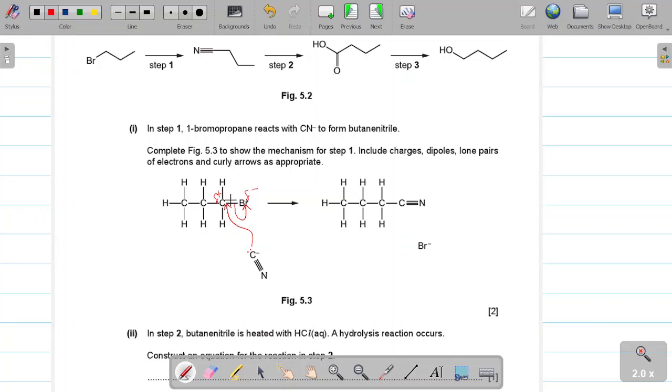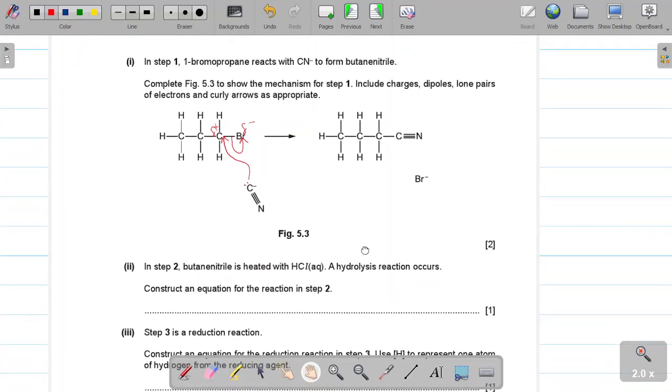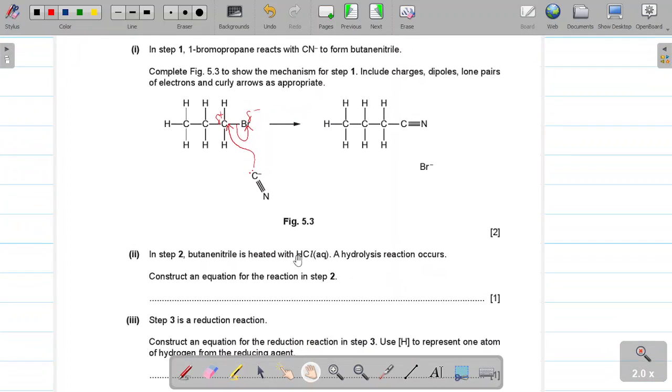It is important that you have your dipoles and the attack is correct. And you show the arrows always go from where you have electrons to where you don't have electrons. So from our carbon of the nitrile to the electrophilic carbon center, and then the C-Br bond heterolytically breaks to yield the product. Right? The question says that in step 2, butane nitrile is heated with HCl. A hydrolysis reaction occurs. Construct an equation for the reaction in step 2.